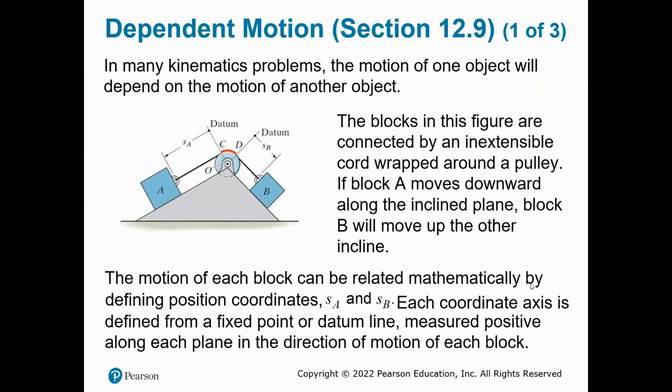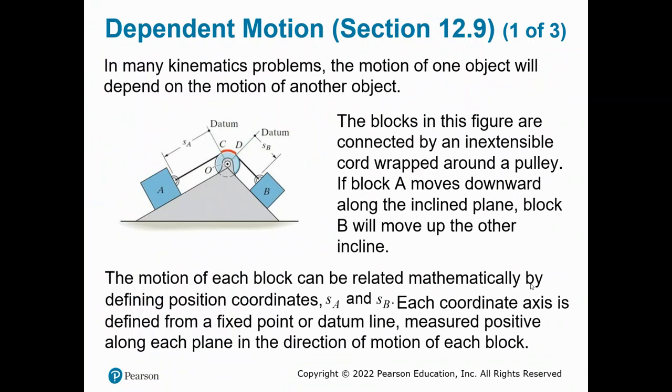So let's say we have two blocks on two different sides of this inclined plane. Block A is going to go up and down on the left side of the inclined plane. Block B is going to go up and down on the right side. When A goes up, B is going to go down. When A goes down on the left, B is going to go up on the right. Their motion is dependent on each other.